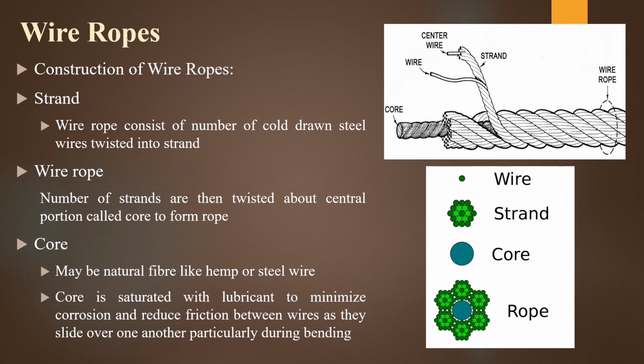Core may be natural fiber like hemp or steel wire. Core is saturated with lubricant to minimize corrosion and reduce friction between wires as they slide over one another, particularly during bending.